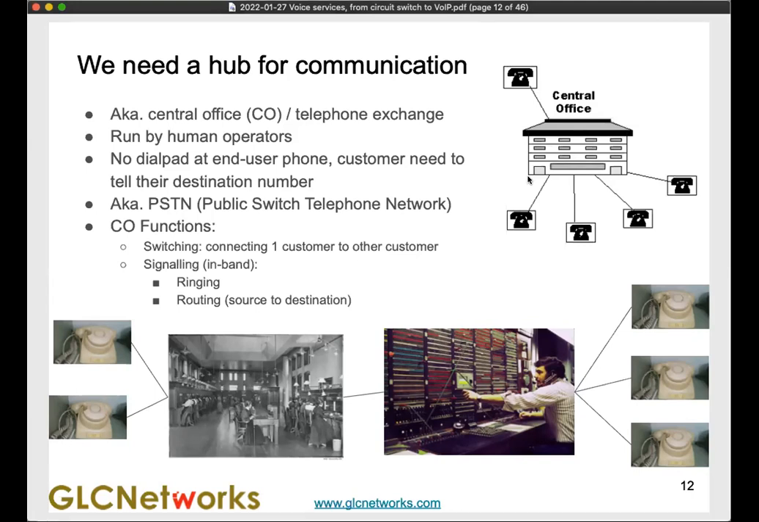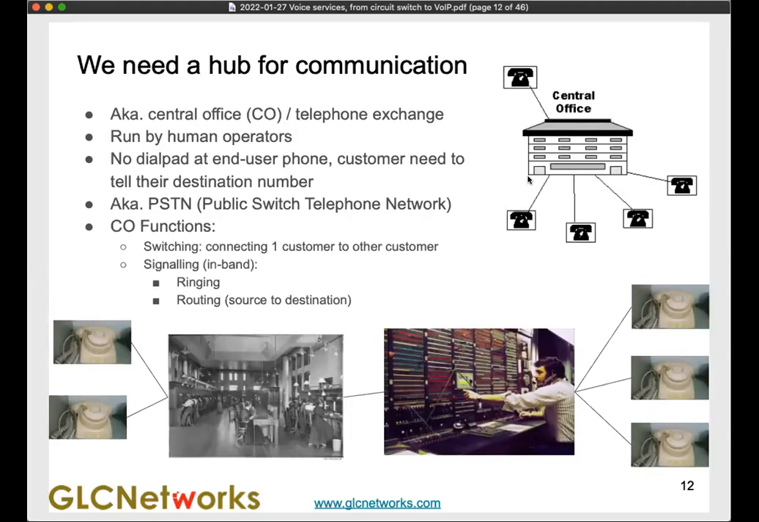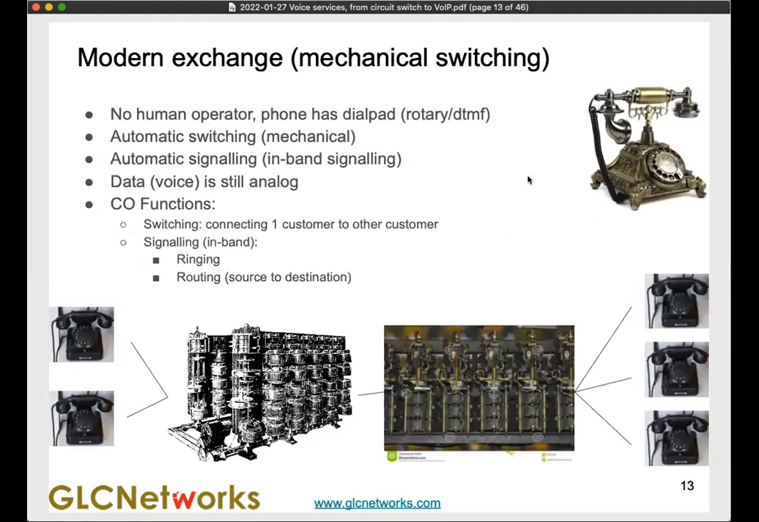Okay, so at the time that was what happened. And then we changed the exchange from the human to more automated, because this is a repetitive job, right? So it's not good for a human. It's not designed for a human. So they replaced it with a mechanical switch, okay? So this is very, very noisy, okay?